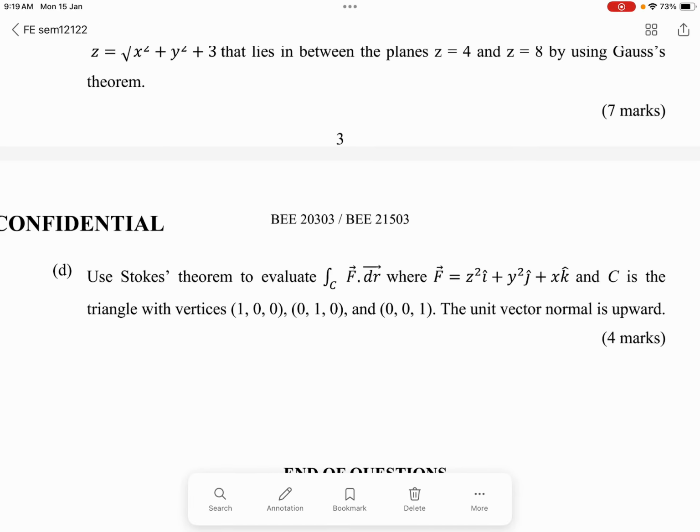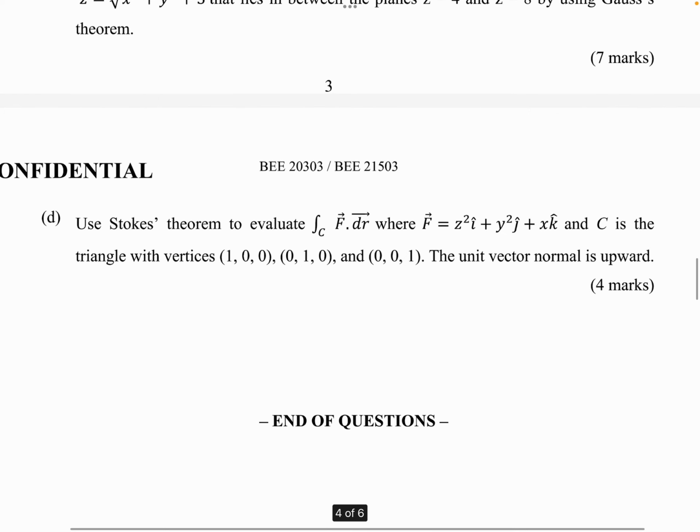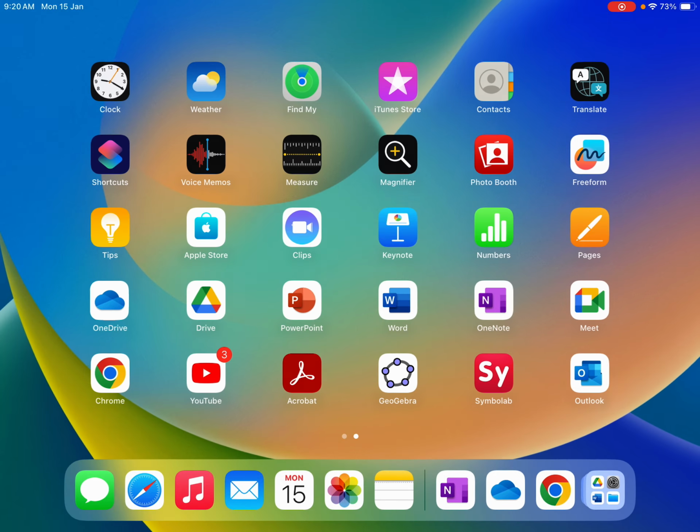Hi everyone, so now let's look at the last question for 4D. Use the Stokes theorem to evaluate the line integrals of the vector field F, which is given as this one, and C is the triangle with the vertices. These are the points of the vertices. The unit vector normal is upward. These are the information given by the question.